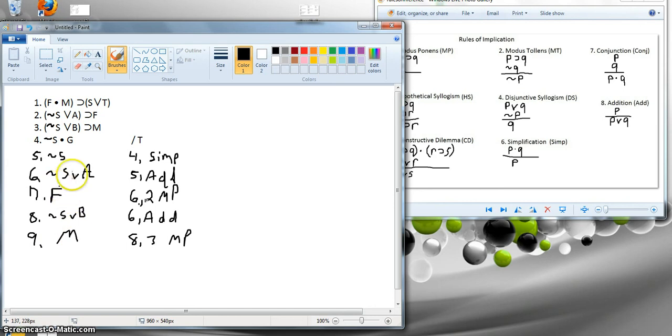Then we combine. Now we want the first premise. So we have f and m. We just need to combine them to get that antecedent in the first premise. All right, f and m, and that's 7 and 9, and that's conjunction. And now we can use f and m on 1 to get s or t.